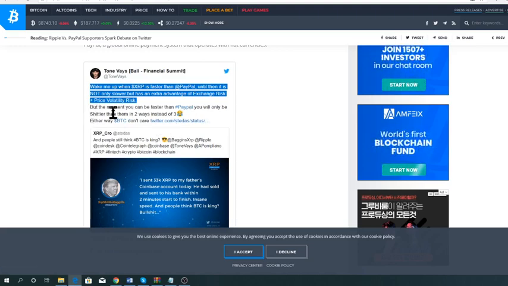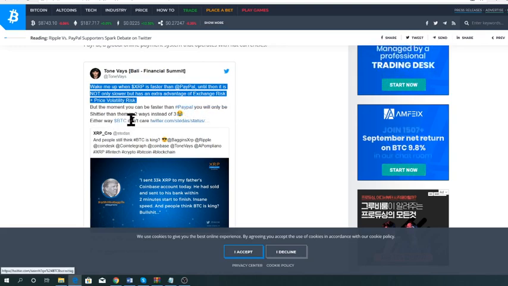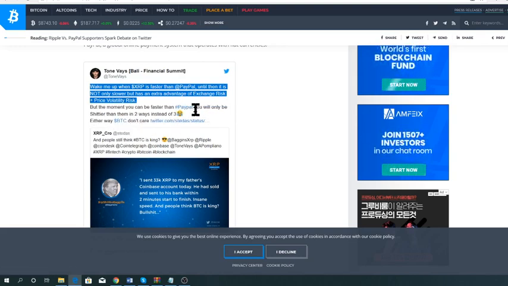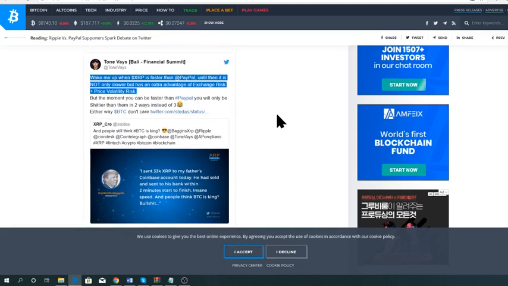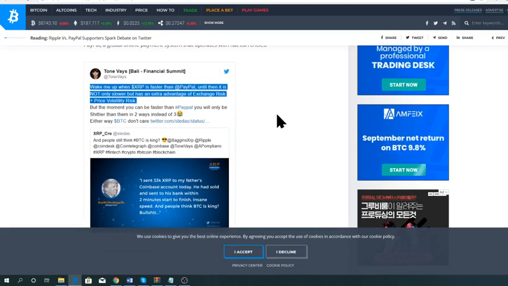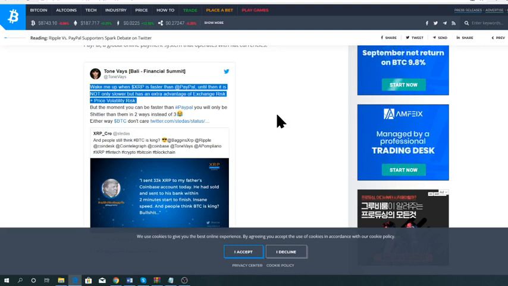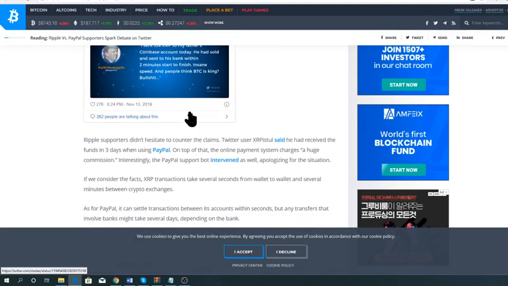Then what he says is, but the moment you can be faster than PayPal, you will only be shittier than them in 2 ways instead of 3. Either way, BTC, don't care. This is the problem with these guys. I'm not against BTC. I still believe that's becoming more and more a store of value because of countries like, say, Venezuela and other countries where the fiat currencies are breaking in pieces. So that's okay.